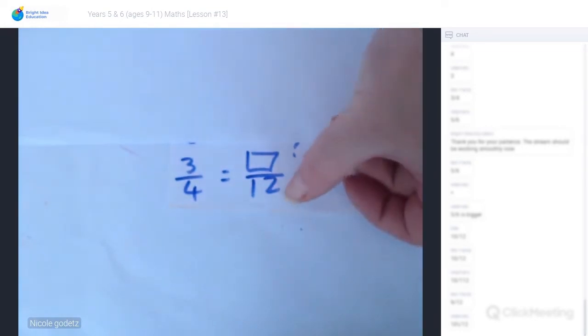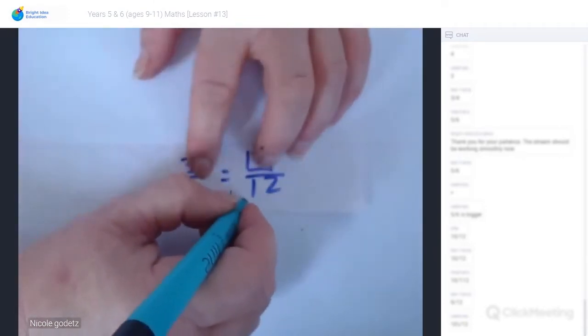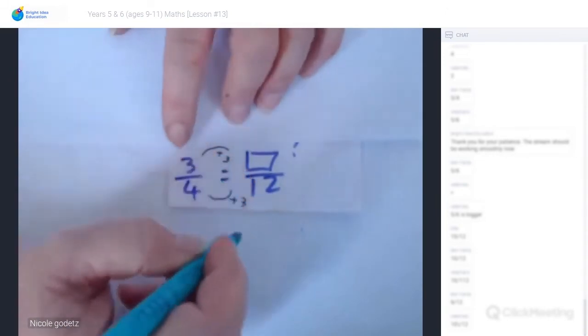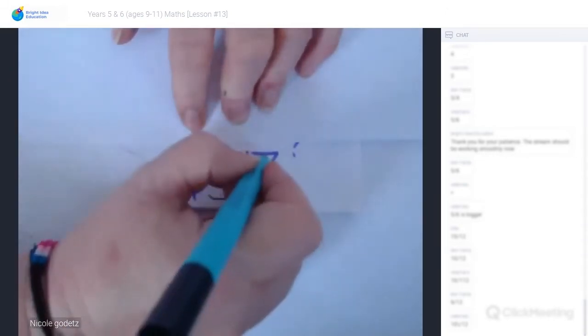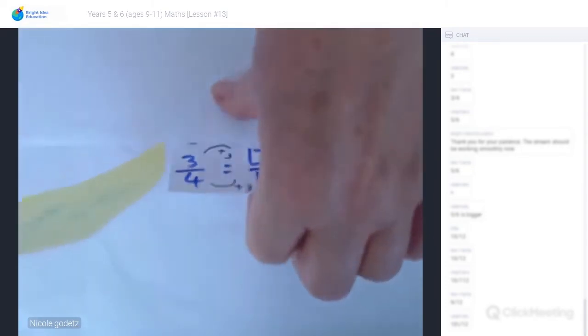We have multiplied the bottom by 3. To make that, we had to go times 3. So we have to do exactly the same to the top. 3 3s are 9. We have to do exactly the same to the bottom as we have to do to the top.